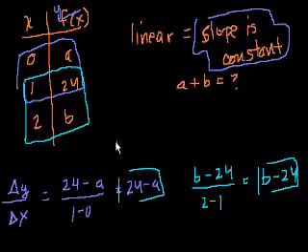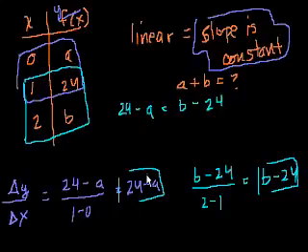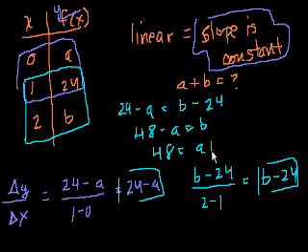So let's see if that gets us to where we want to go. We know that 24 minus a is equal to b minus 24, right? Let's add 24 to both sides. You get 48 minus a is equal to b, right? I just added 24 to both sides. And if we add a to both sides, 48 is equal to a plus b. And that is choice C.